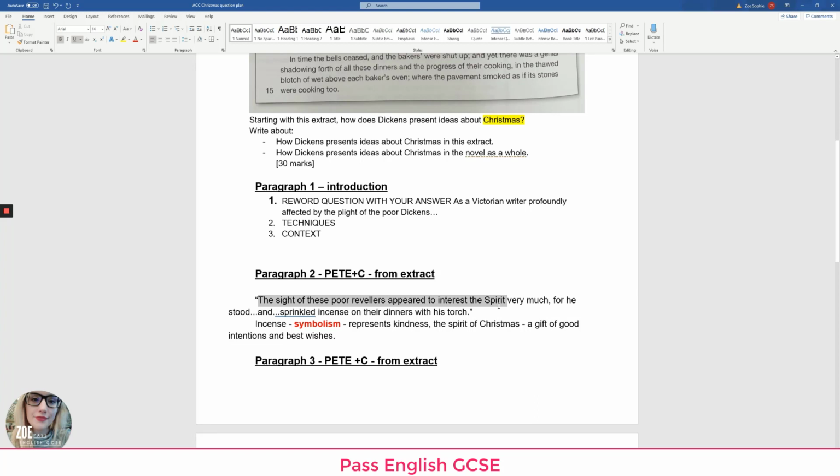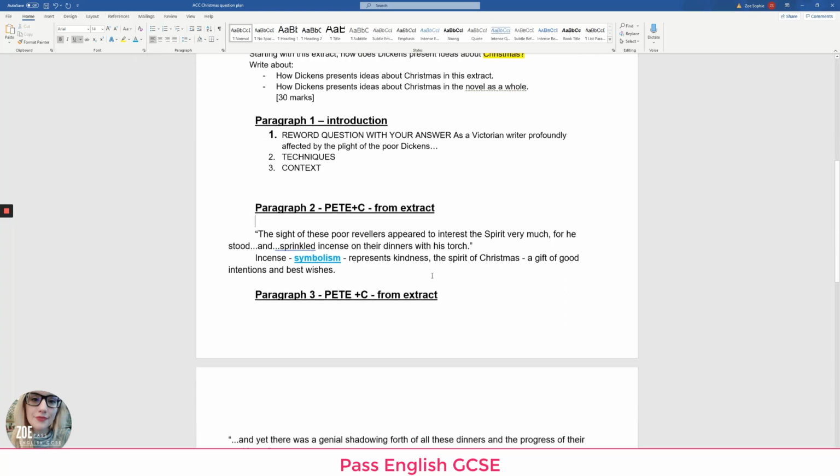So I've put my quote here. I've picked a technique. I think in the other slide, I color coded it blue, so I'm just keeping it up for consistency.